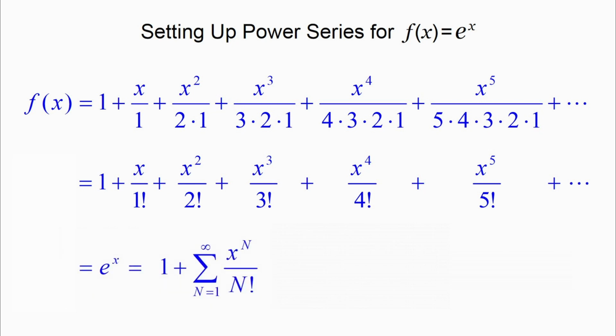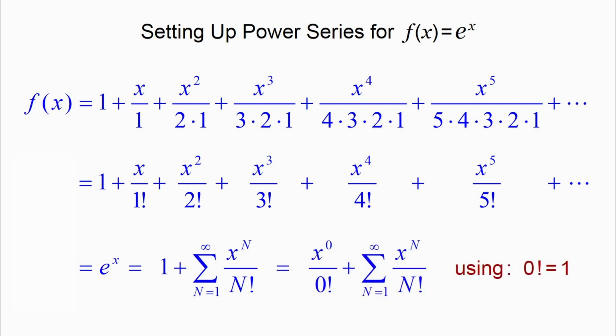This allows the power series for e to the x to be written in short as 1 plus the sum over x to the nth power over n factorial for n ranging from 1 up to infinity. Expressing the term 1 as x to the 0 over 0 factorial, using the less well-known fact that 0 factorial equals 1, allows it to be included into the summation as well. Therefore, the most compact formulation of the power series for e to the x is the sum of x to the nth power over n factorial for n ranging from 0 up to infinity.